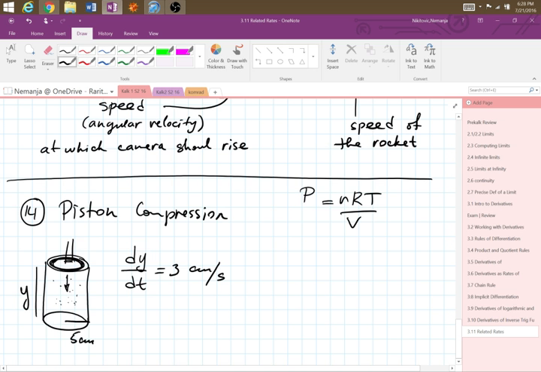And then it asks at what rate the volume of the cylinder changes, the rate of change of the volume of the cylinder, when the piston is 2 centimeters away from the base. So 2 centimeters away from the base.